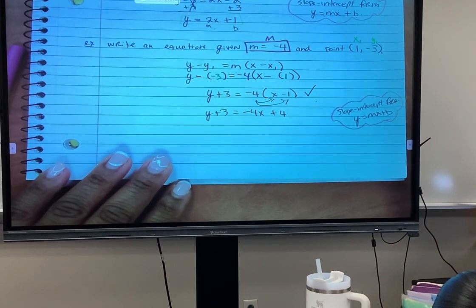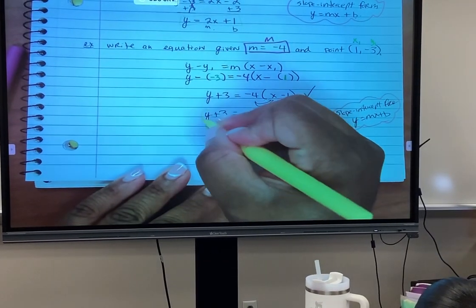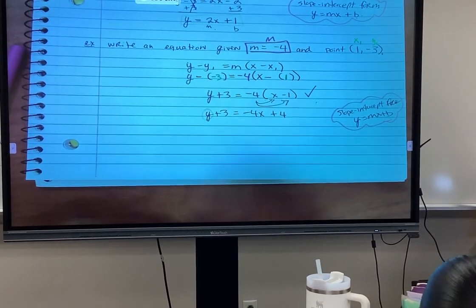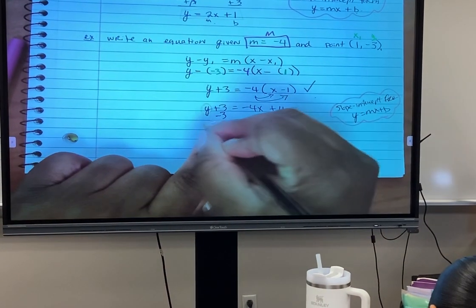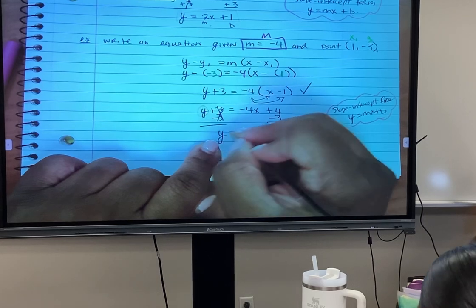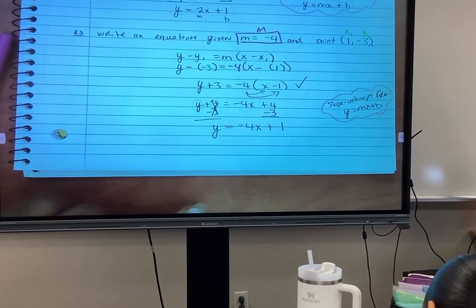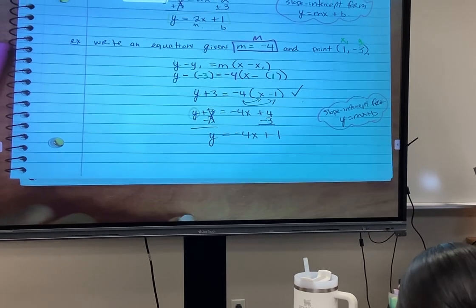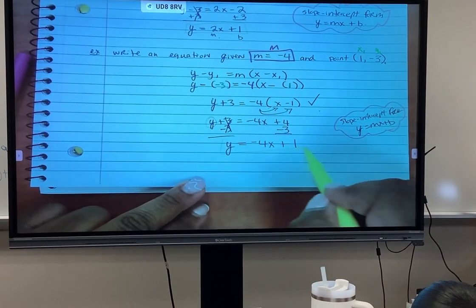Last step. Remember, we're getting y by itself. So what do we need to get rid of? That 3. So subtract 3 from each side. And we have y is equal to -4x plus 1. Now, is this slope-intercept form? Yep. And we're done.